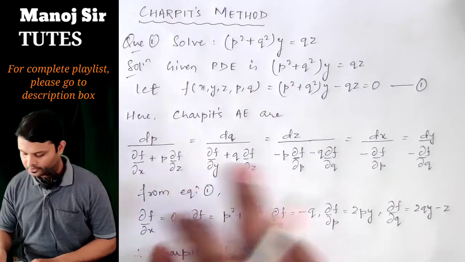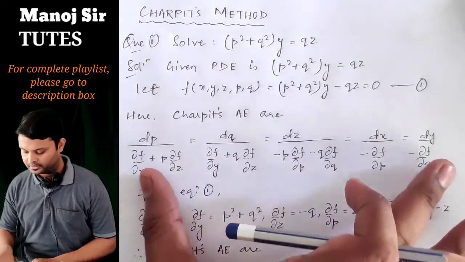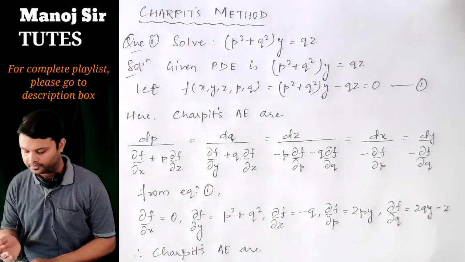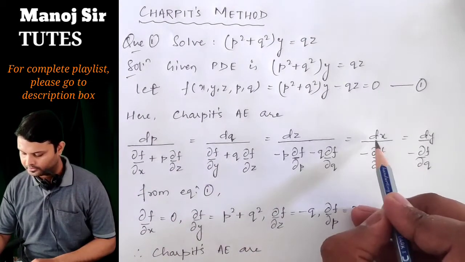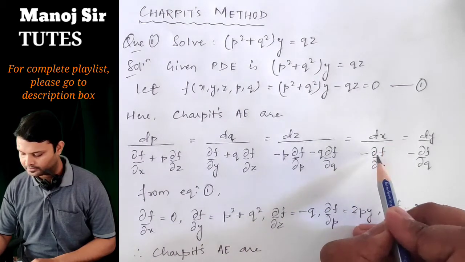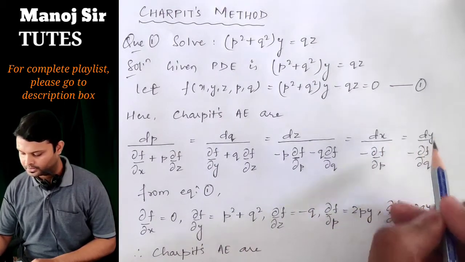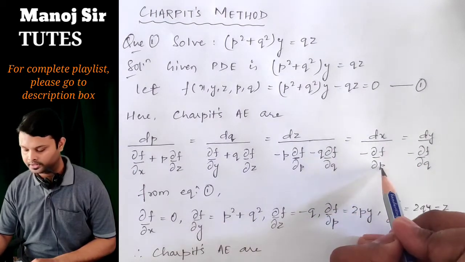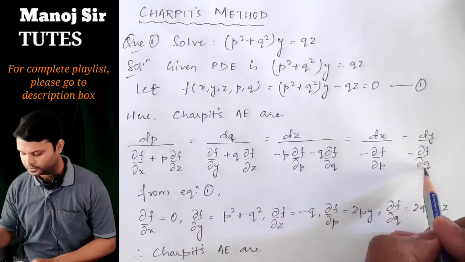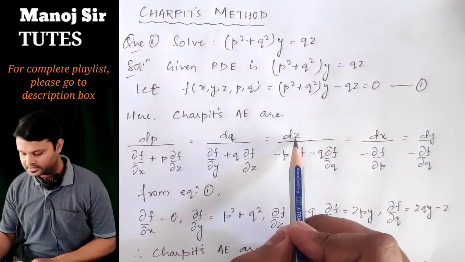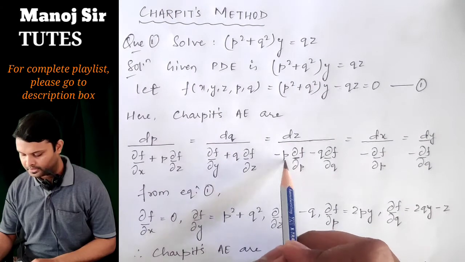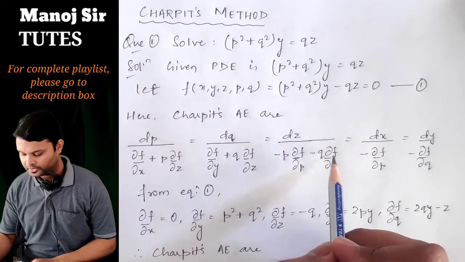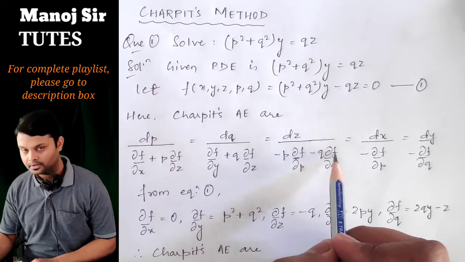Yes, I know this is a very big formula, but if you write this on your rough sheet 4 to 5 times, easily you can remember. Like here we have dx, and here we have minus del f upon del p. Here we have dy, so here we have minus del f upon del q. Here you can see x, so here it is p; here we have y, so here we have q. Now if you come to dz, here we have minus p, minus q. With minus p we have del f upon del p, with minus q we have del f upon del q.